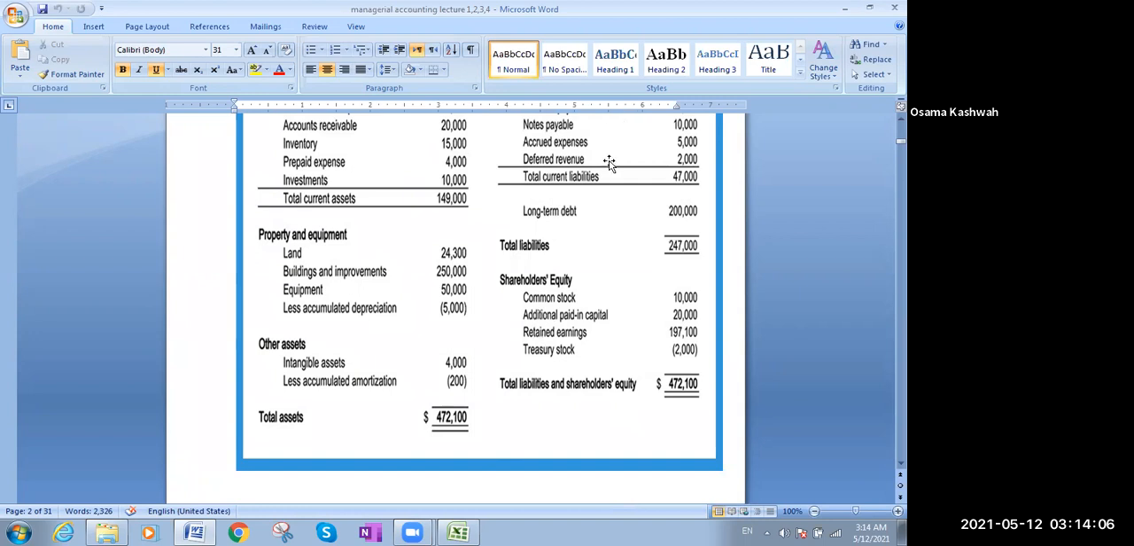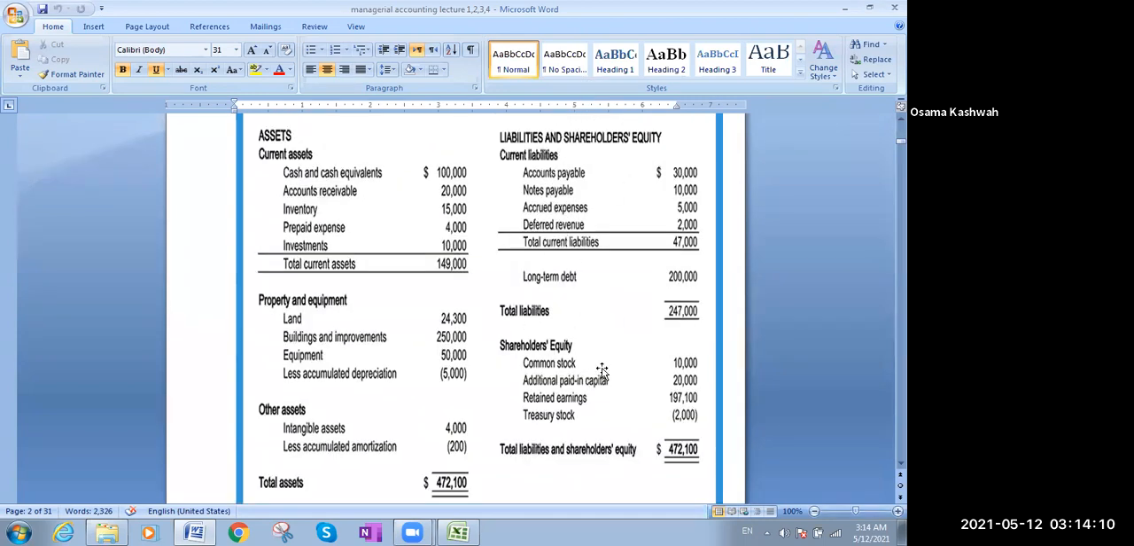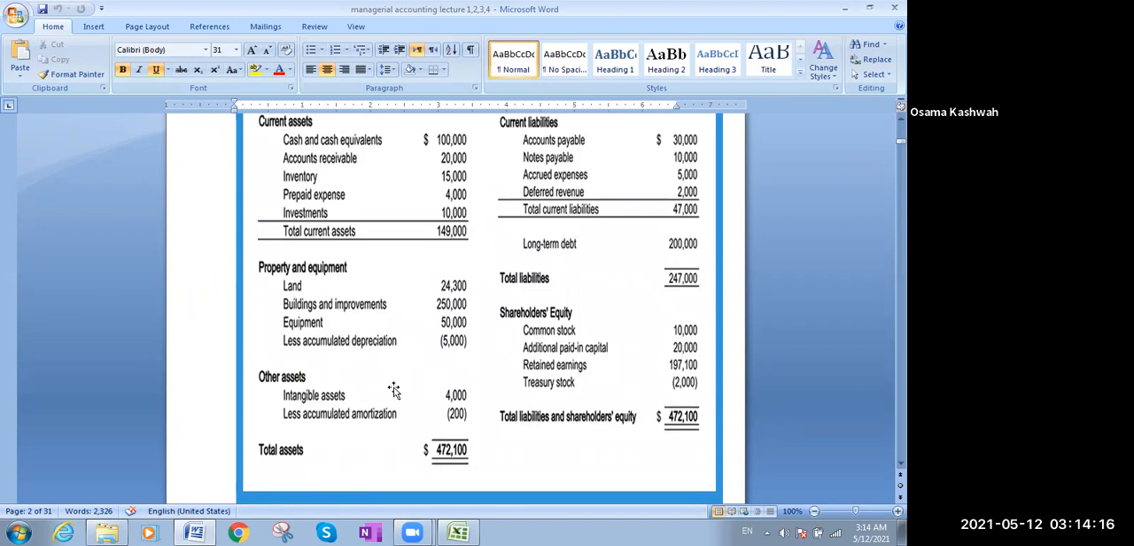But if the total liabilities are greater than the total assets, we said it must be balanced. So there will be a gap here. So the gap, we will put it in the intangible assets, will increase the intangible assets.